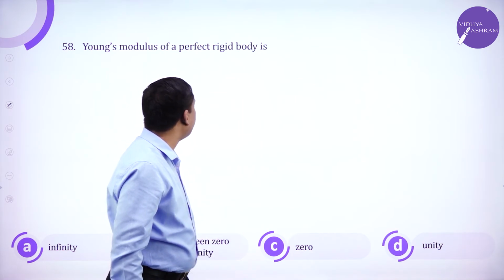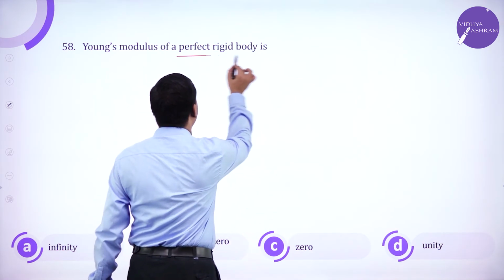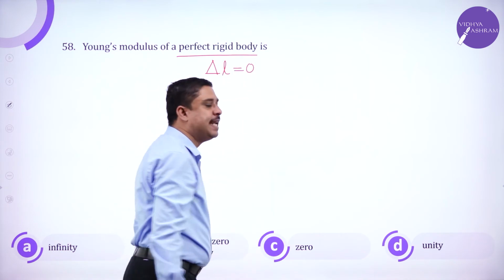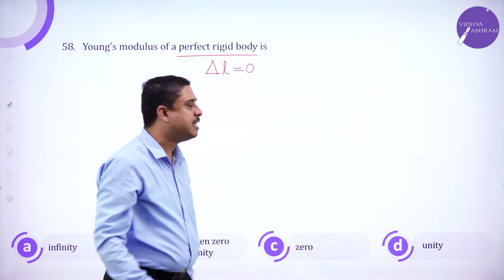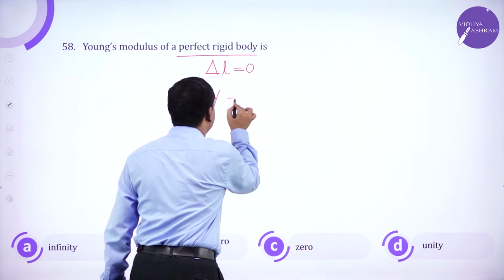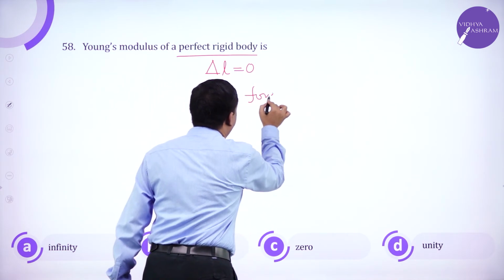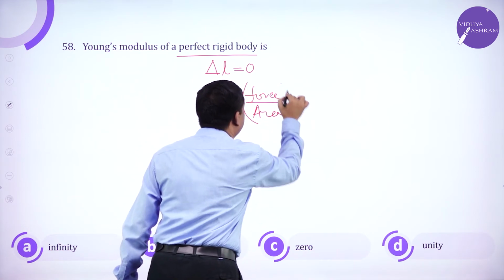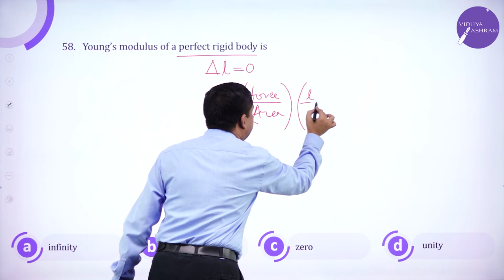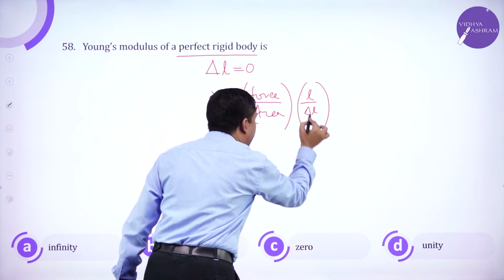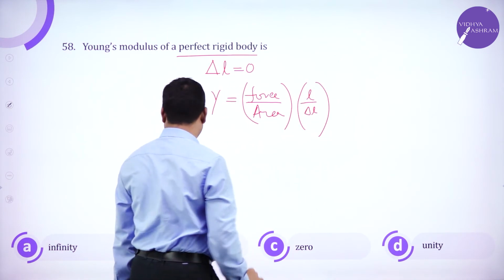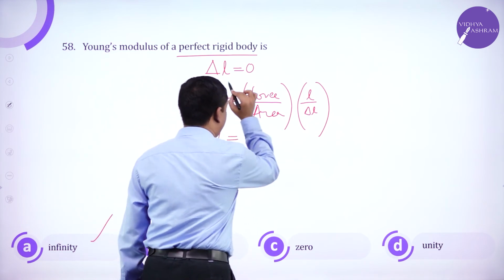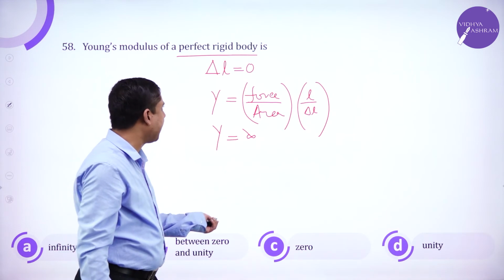Young's modulus of a perfect rigid body. For a perfect rigid body, change in length is 0. No change in length. So Young's modulus is force divided by area into L divided by dl. dl is 0. Therefore, Young's modulus becomes equal to infinity.